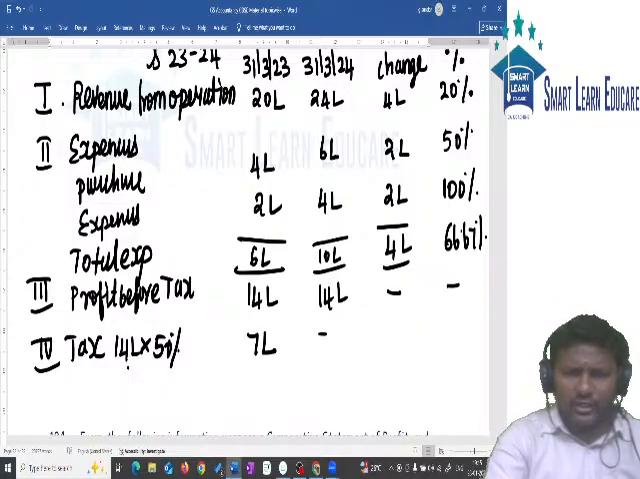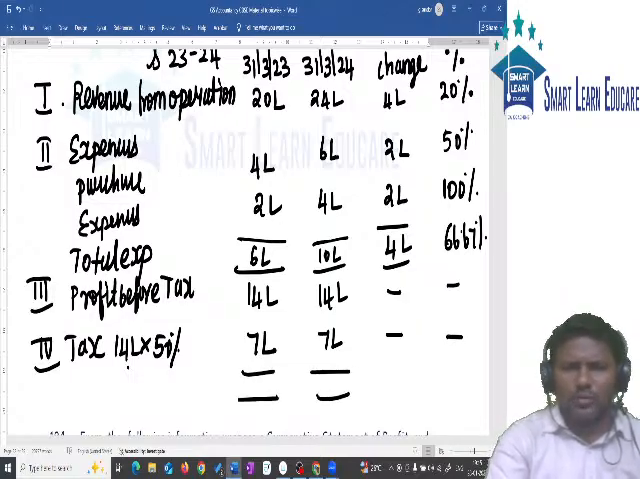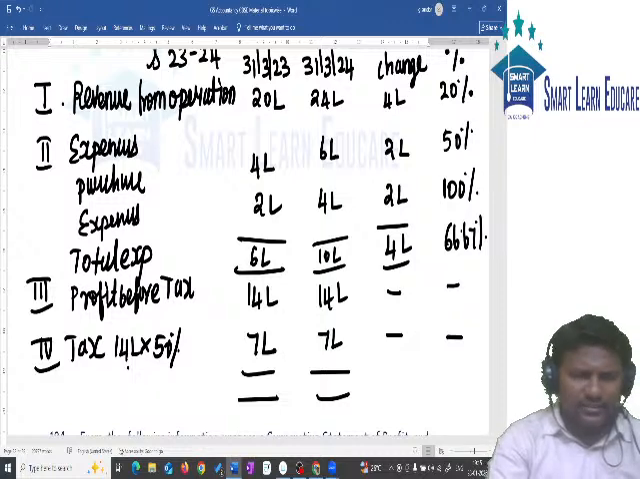Current year also, 14 lakhs into 50 percentage is 7 lakh. There is no change in percentage, so the absolute change is also the same. Percentage also nil. So what is profit after tax?